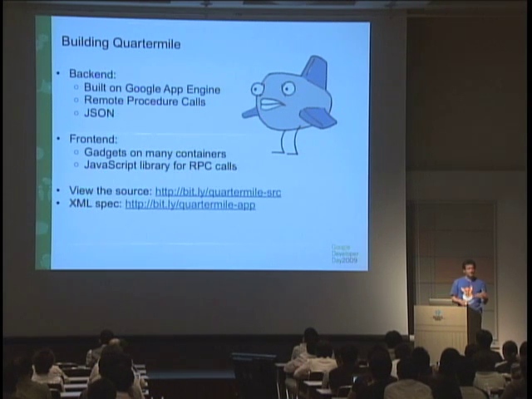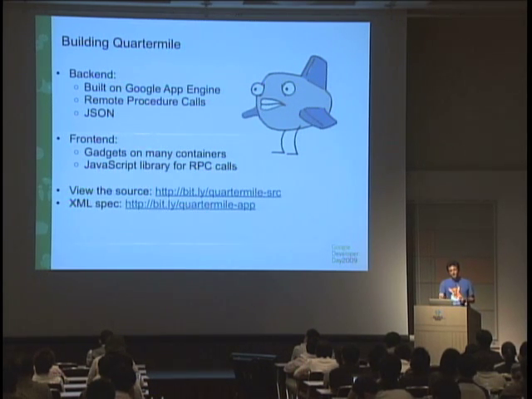On the front end, we have a gadget. We have gadgets that target multiple containers, so we can deploy our application on MySpace, Orkut, but also Mixi in Japan. And then we're using a JavaScript library for RPC calls.